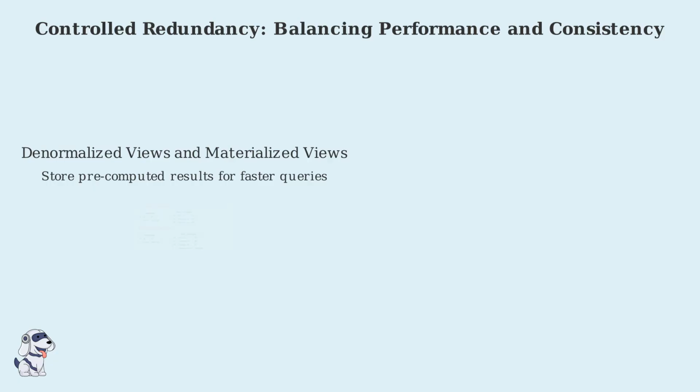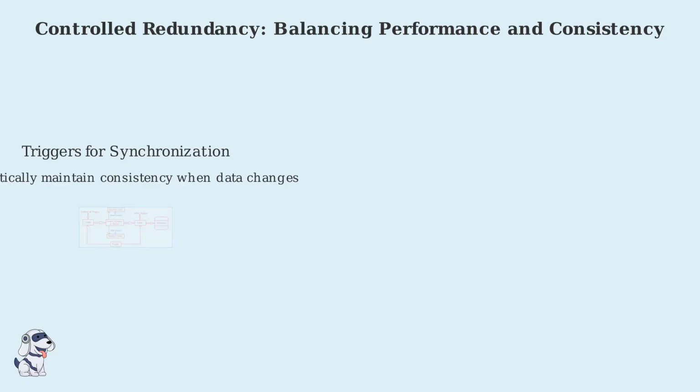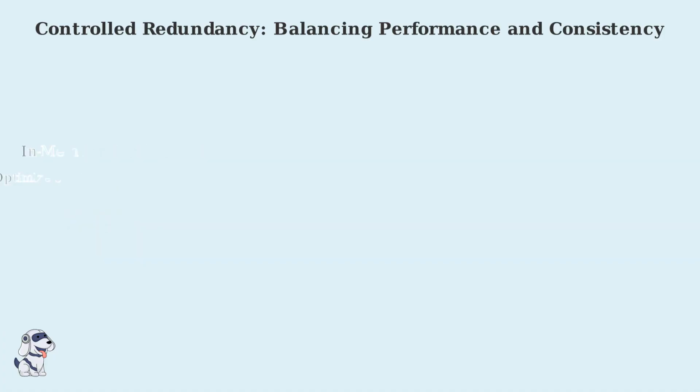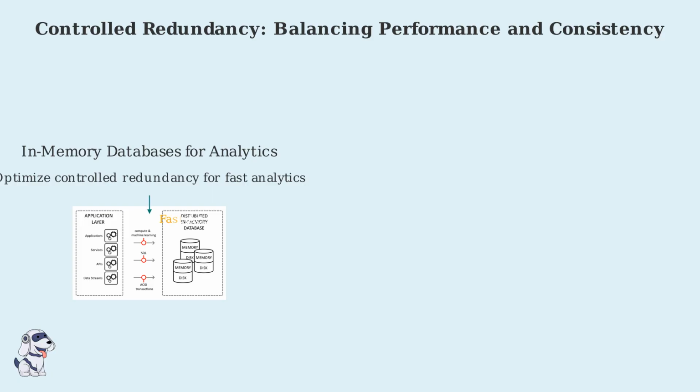One common approach is using denormalized views or materialized views. These store pre-computed results from multiple tables, allowing faster queries without repeated joins. Triggers are used for synchronization, automatically updating redundant data when the original data changes. This ensures consistency across the database. In-memory databases optimize controlled redundancy for analytics workloads. By keeping data in memory, they provide lightning-fast access to redundant but carefully managed data structures.